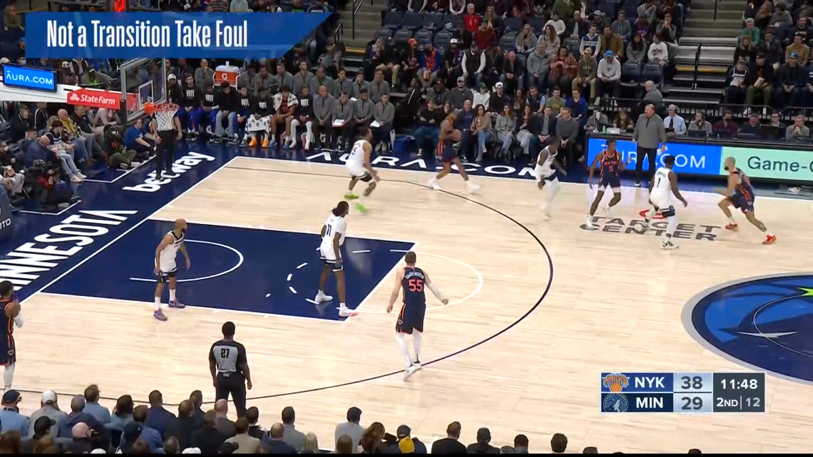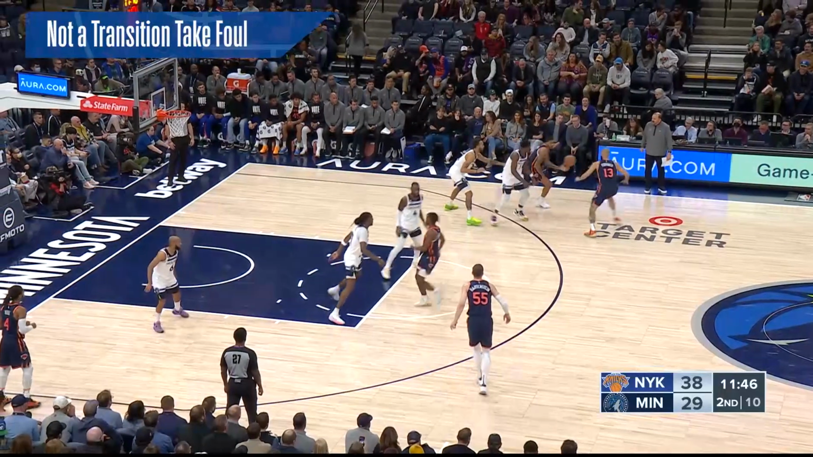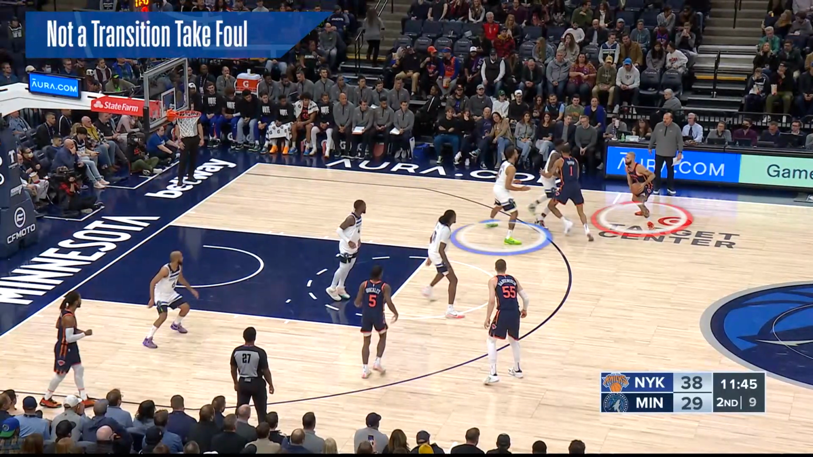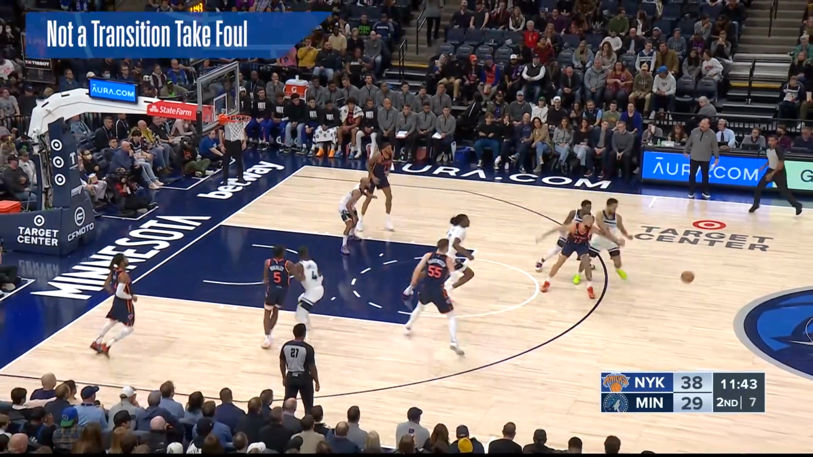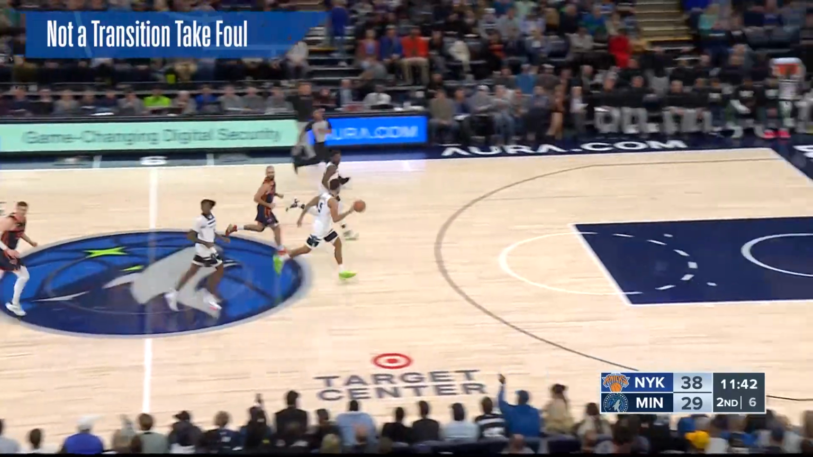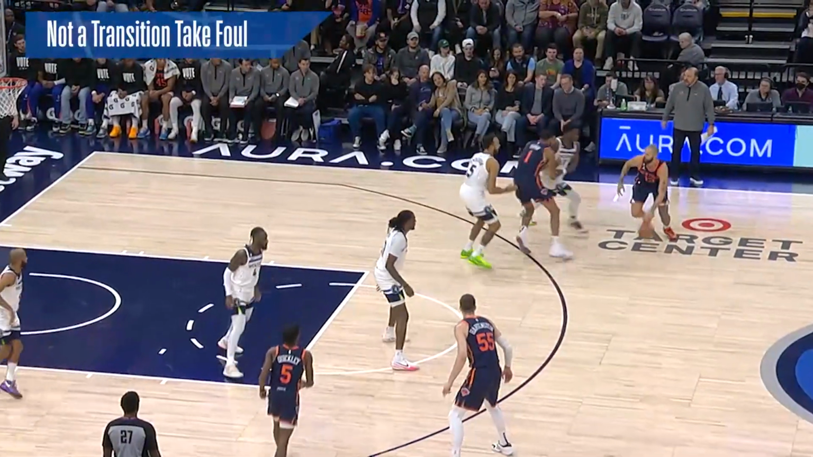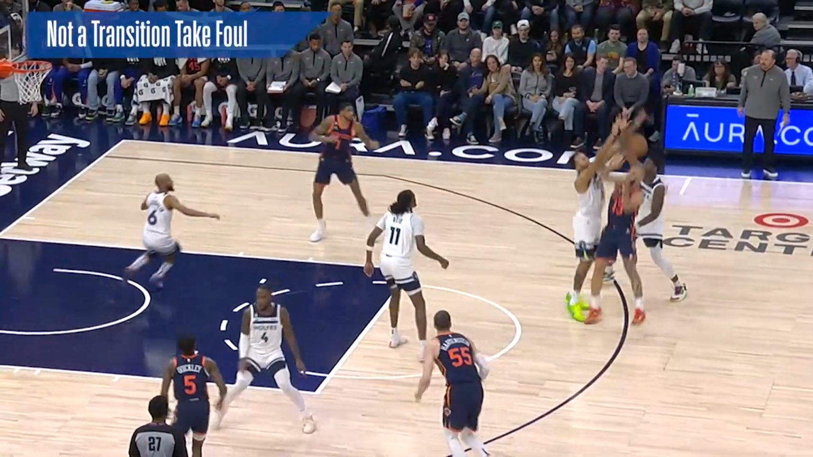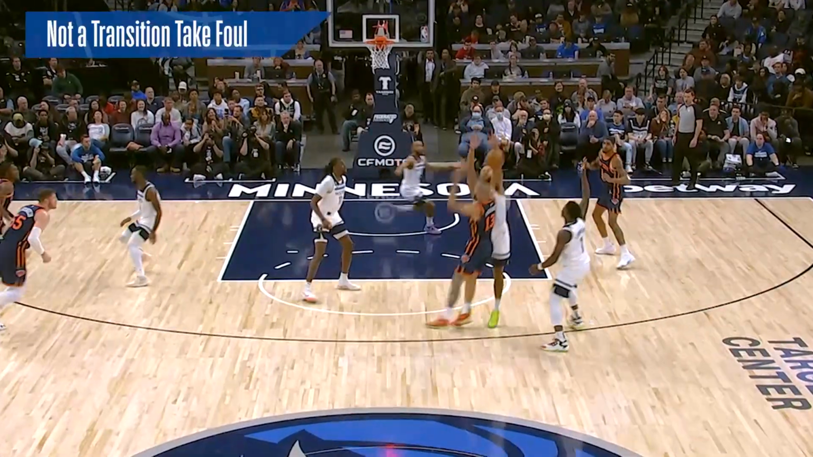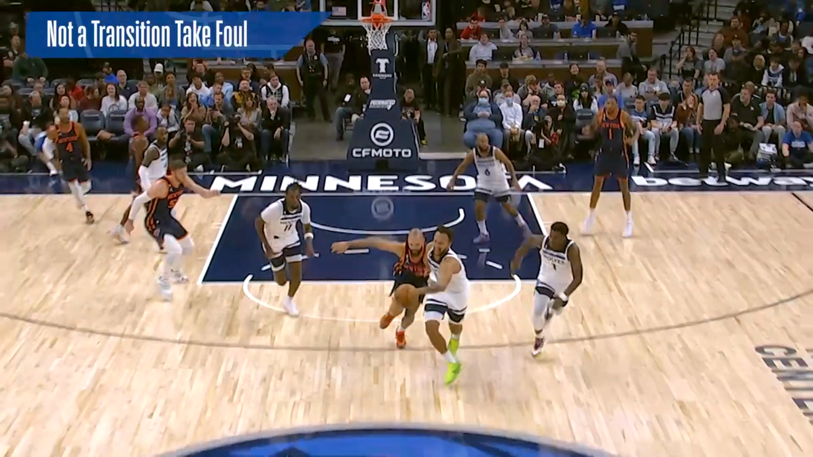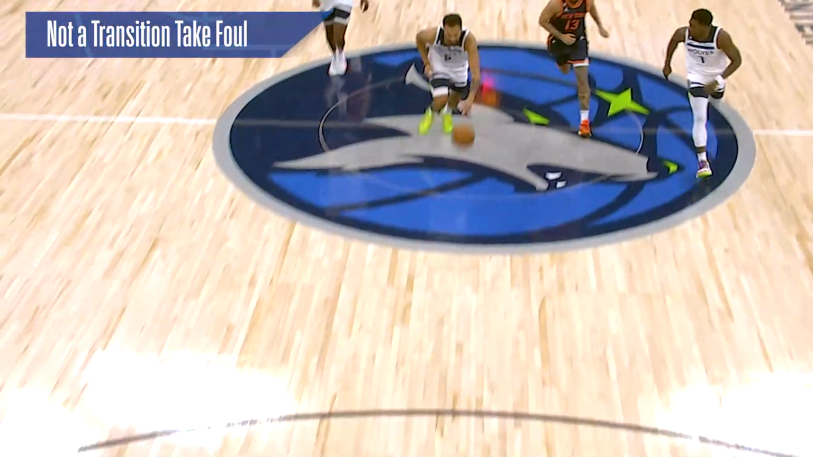The final play in this section will show a defensive foul that would not be ruled a transition take foul. Following the turnover, the highlighted player, Evan Fournier, fouls his opponent, Kyle Anderson, before Anderson gains possession of the loose ball. Since the foul occurs before Anderson gains possession, this would be deemed a loose ball foul and not a transition take foul or a clear path foul.